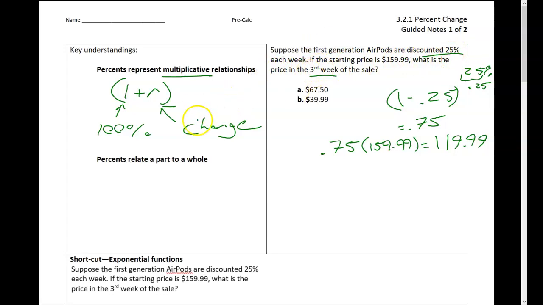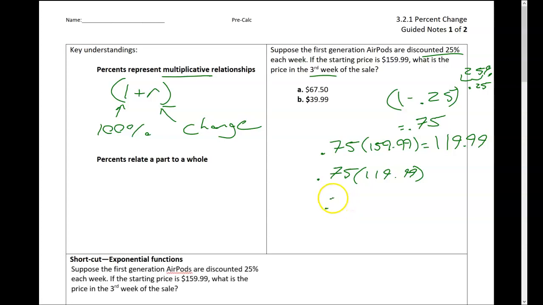And that's where our second key understanding comes in. So a common error that I see is I'm like, okay, the price went down $40. So then I subtract 40 two more times, and I think I'm done. The key understanding is that percents relate a part to a whole. So this second week, we're no longer changing by the same amount. We're changing by 75% of, or we're subtracting 25% of this new price, right? So I'm going to do 0.75 times my new price.